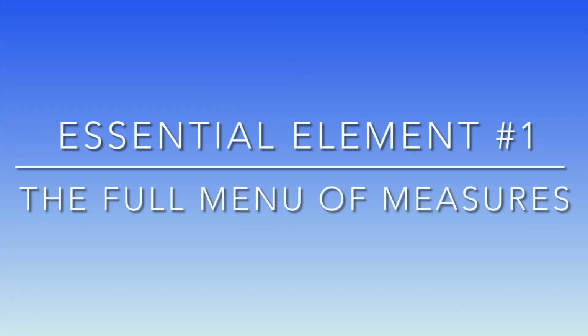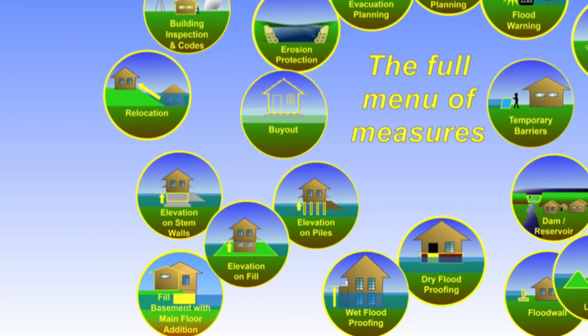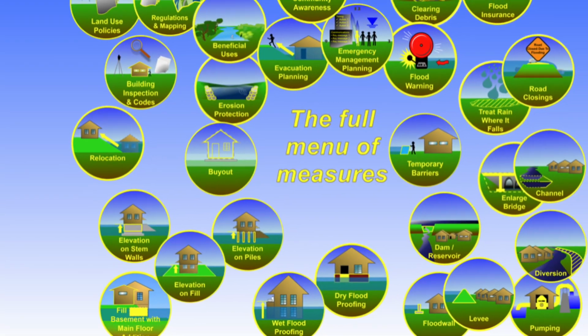Essential element number 1, the full menu of measures. This essential element of a floodplain management plan is about making sure everyone understands the full menu of measures. These measures must work together to reach the lowest possible risk. That requires increasingly collaborative work from individuals, from different departments in the community, and often with state agencies too. The stakeholders need to know that there is no silver bullet that eliminates flood risk. A portfolio of these measures is what is necessary.